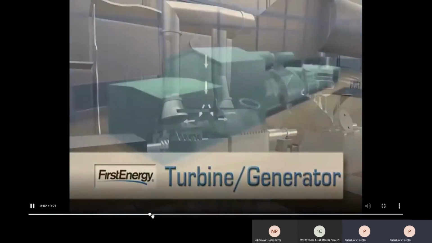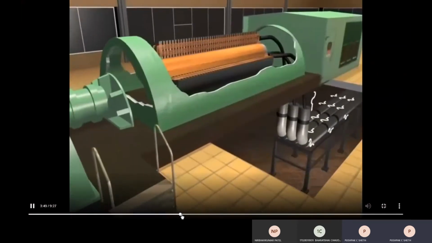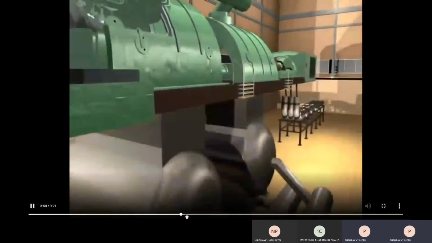Turbine generation that you are all aware of. So we are skipping this portion. See, we are moving to the condenser.